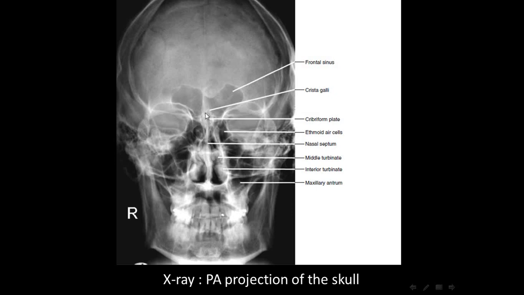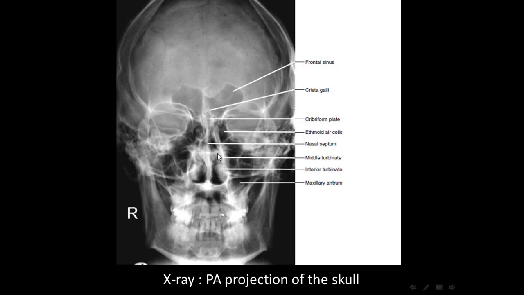This is the location of ethmoid bone. This is crista galli, the cribriform plates. This is the location of ethmoid air cells on either side of the ethmoid bone. This is the nasal septum. The superior portion is formed by the perpendicular plate that's projecting inferiorly from the ethmoid bone, right? And inferiorly it's formed by the vomer. Yes.